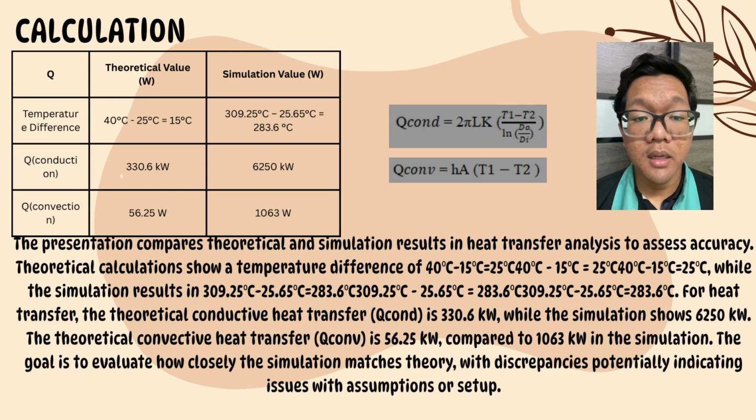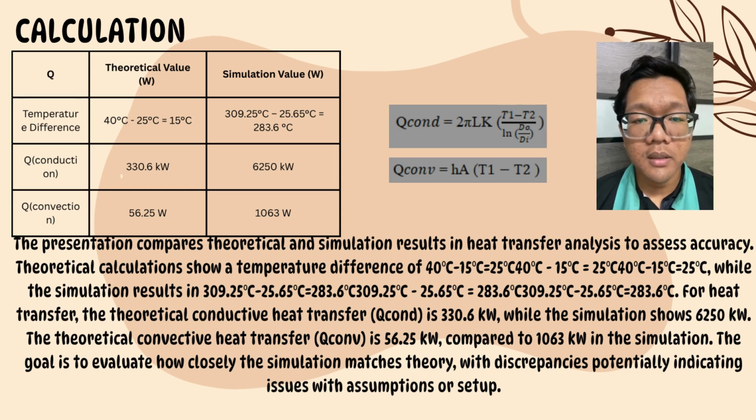First, let's look at the conduction heat transfer rate, Q conduction. Using our theoretical calculations, we find a value of 330.6 kilowatts, while our simulation shows a much higher value of 6,250 kilowatts. This is quite significant. We're using the heat transfer rate formula, which is 2 pi times length times thermal conductivity, times the bracket T1 minus T2, divided by the natural log of outer diameter divided by inner diameter.